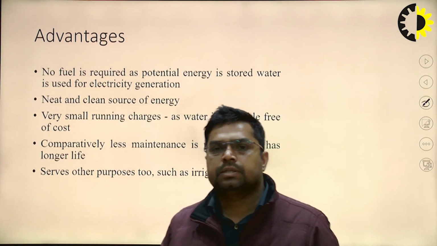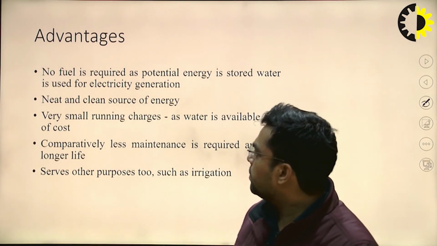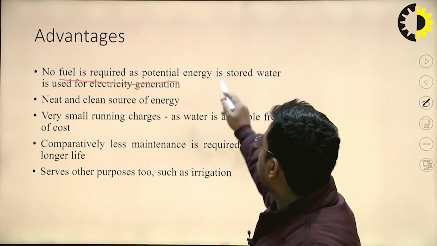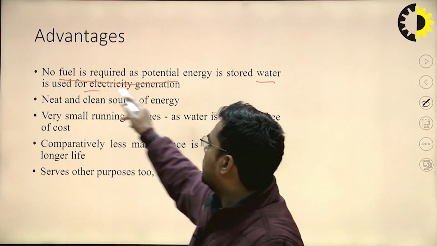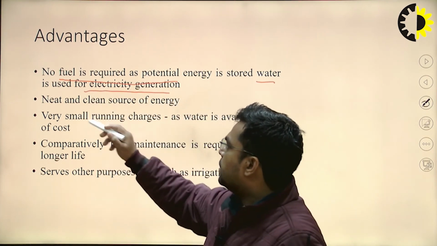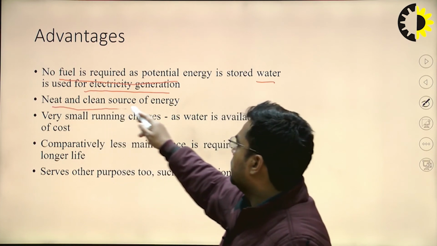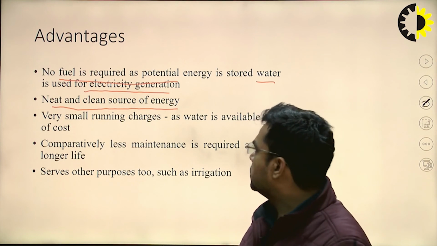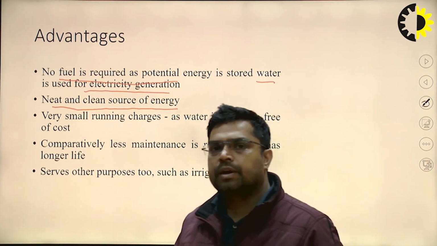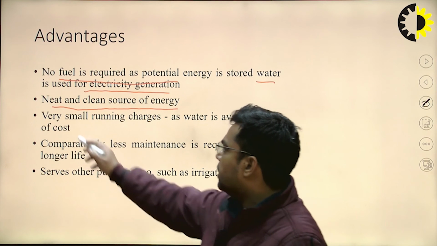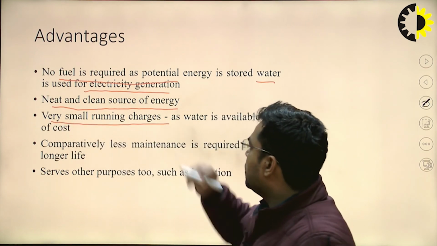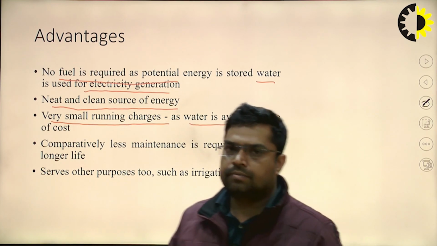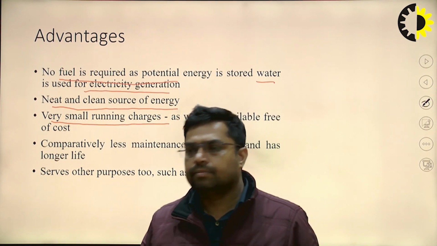Now come to the advantages and disadvantages of hydroelectric power plant. We can see that no fuel is required, as the potential energy of stored water is used for electricity generation. Hydroelectric power plants are a neat and clean source of energy, because they do not generate any harmful gases into the environment. They have very small running charges. Basically, we know the water is available free of cost.